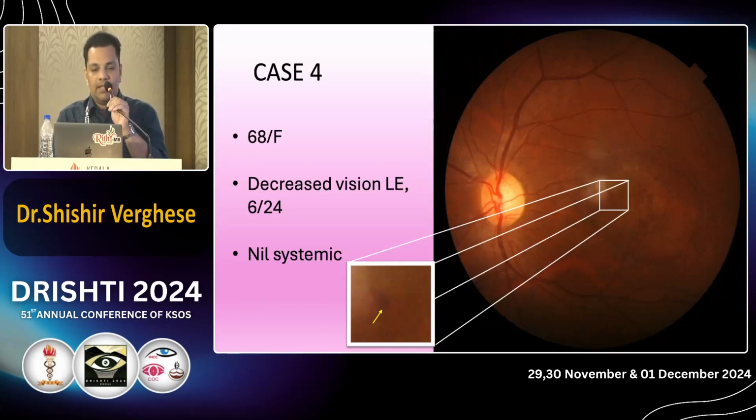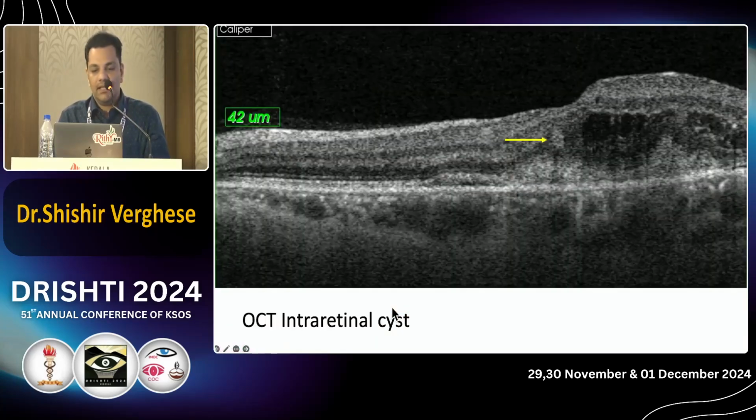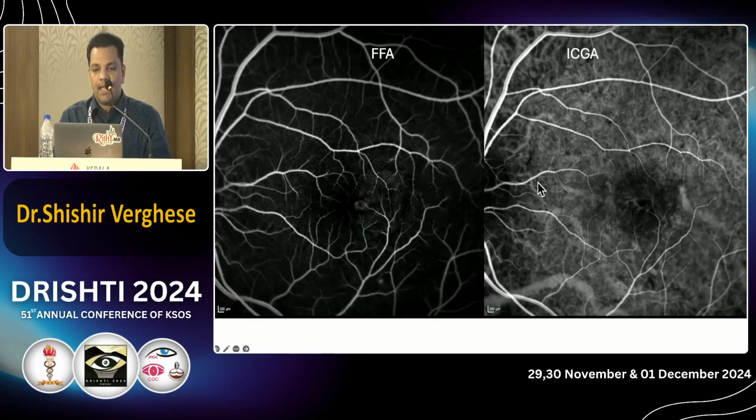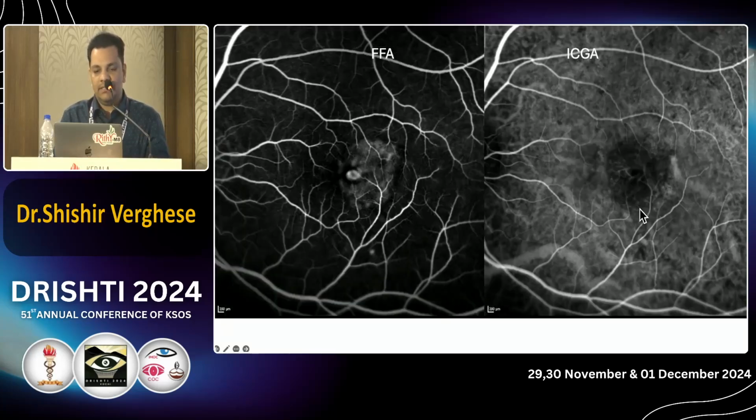So coming to another case, a 68-year-old female, decreased vision left eye, no systemic illnesses. When you look at the fundus photo, you have this small intraretinal hemorrhage, which I have magnified, you can see it. And on the OCT, you get this small intraretinal cyst with hyperreflective material just below that. And we do the FFA and the ICG, and then we see that this vessel is actually dipping deep and going into and connecting into the choroidal vessel on the ICGA.